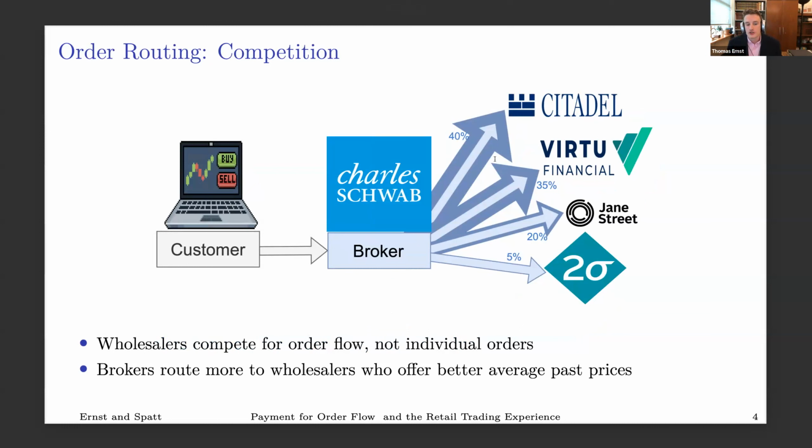But what brokers do is they monitor past performance. So every month, they'll look at all the wholesalers on average. They'll look at how they did on trades. And the wholesalers who gave the best prices will get more orders in the future month. The wholesalers who gave inferior prices will get fewer orders in the future month. So every single month, brokers are going to score wholesalers and they're going to route to encourage competition.